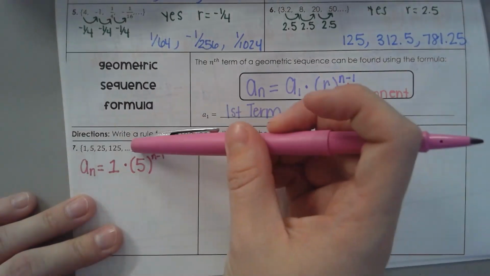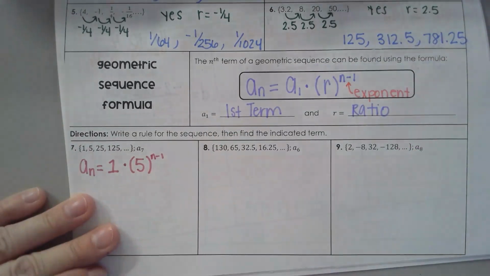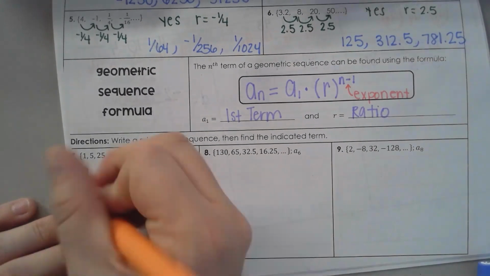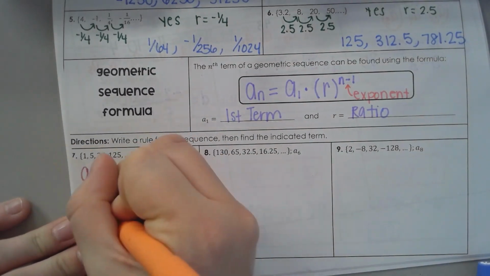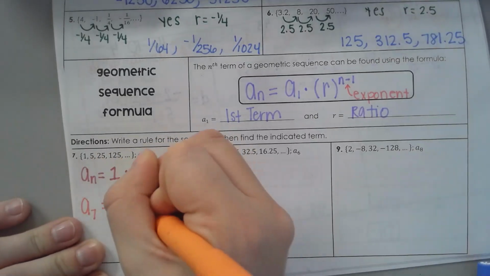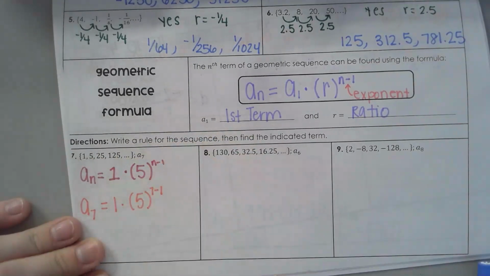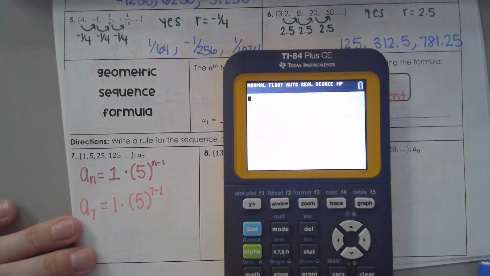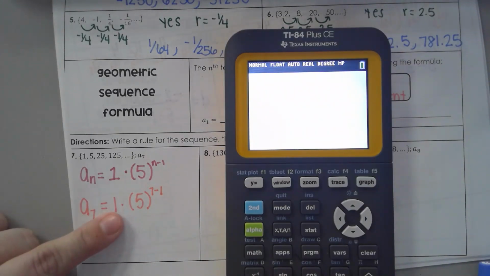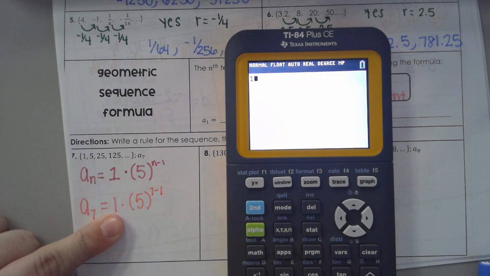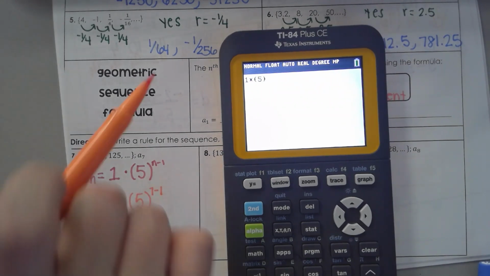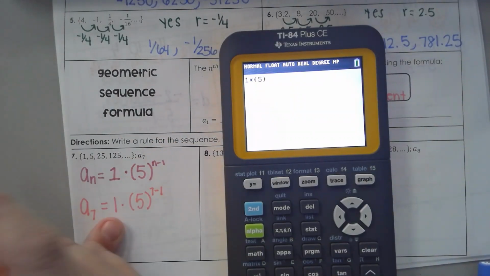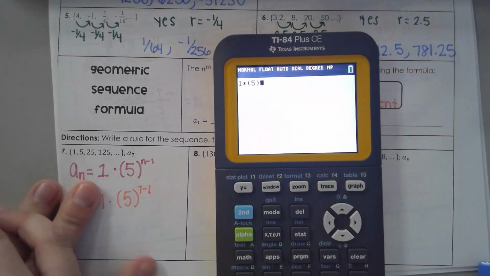So then when I ask you for the 7th term, we plug a 7 in for n. So 1 times, I want you to be in the habit of putting parentheses around your r. It won't always make a difference, but it does sometimes. So just do it all the time, just to be safe.